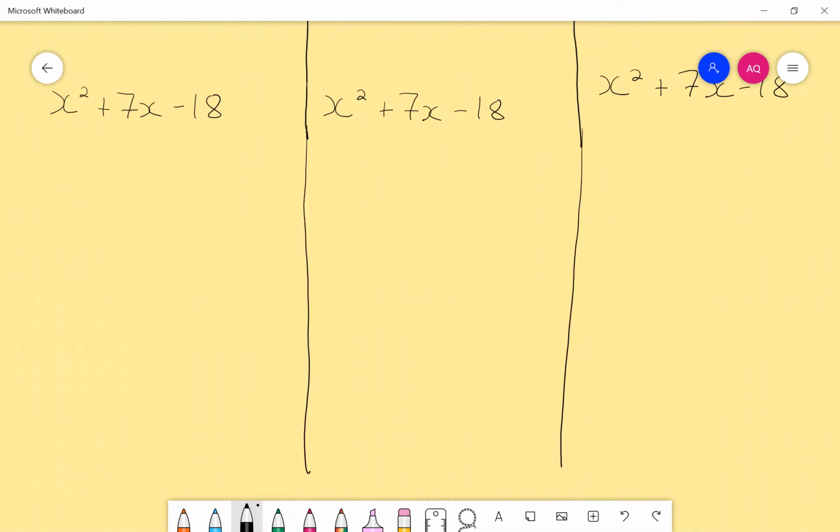So the difference in this is the sign of the 18, okay, is negative. Okay, obviously some of the numbers are different. We have a 7x now in the middle, but the main difference is that sign there is negative. So let's try opening up our brackets again. x and x.